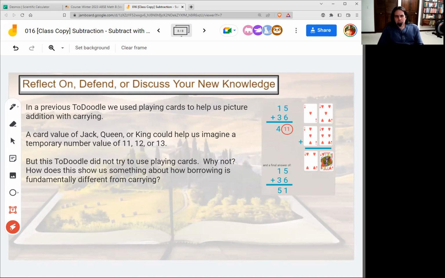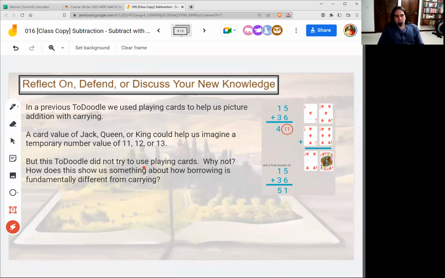But the jack was like a reminder. We don't want to keep this as more than 9, because that's not how place value works. I should take this 11 and combine the 1 and the 5, the 1 from the 10 and the 4 and make a 5. I'm saying that poorly. I'm sorry. So we use playing cards to do that, but not with this to-doodle.